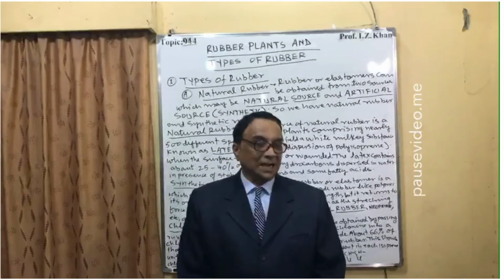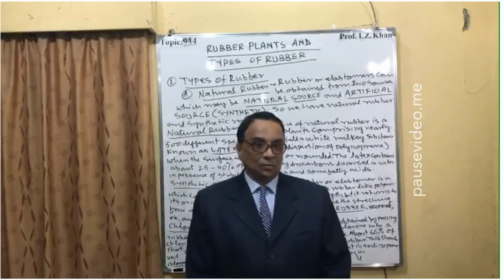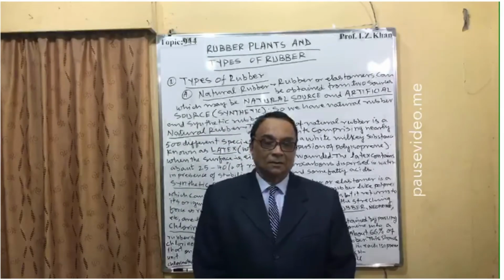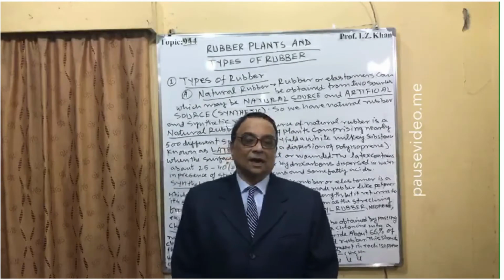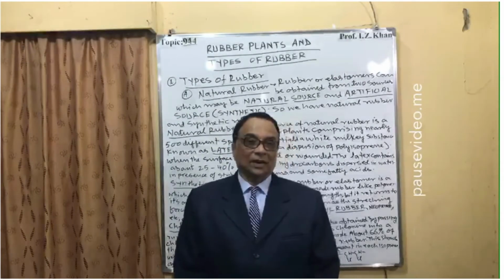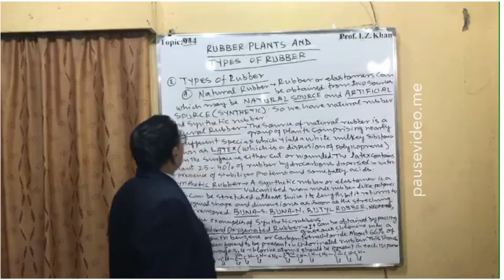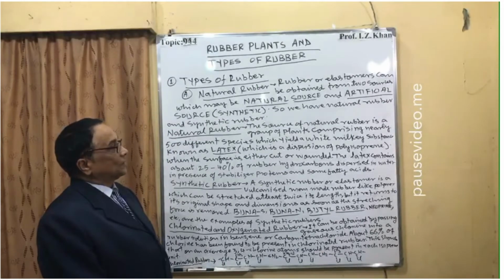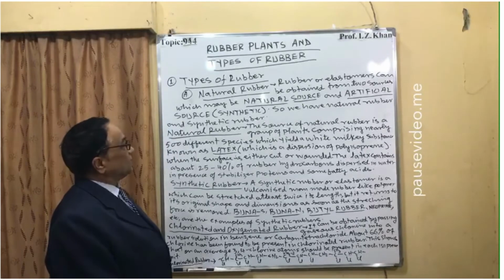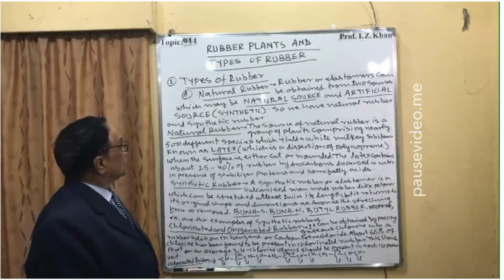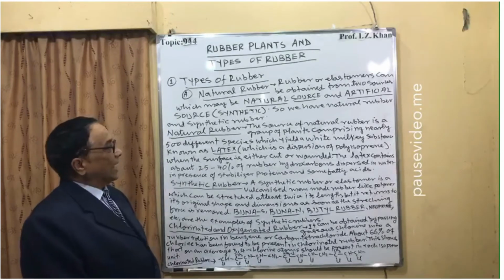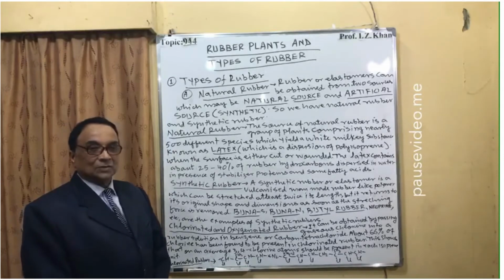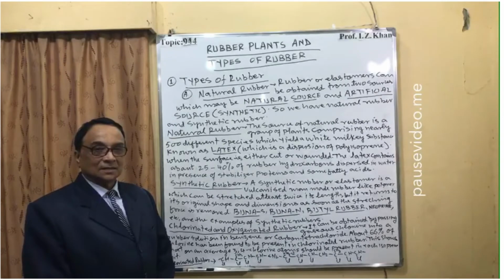So now I am discussing the types of rubber. I have already told you that there are two types of rubber. One is from a natural source, that is plant source, in the form of milky liquid called latex. And the second one is artificial, or we call it synthetic rubber. So types of rubber. A, natural rubber. Rubber or elastomers can be obtained from two sources, which may be natural source or artificial source, that is synthetic. So in this way we have two types of rubber, one known as natural rubber and the other known as synthetic rubber.